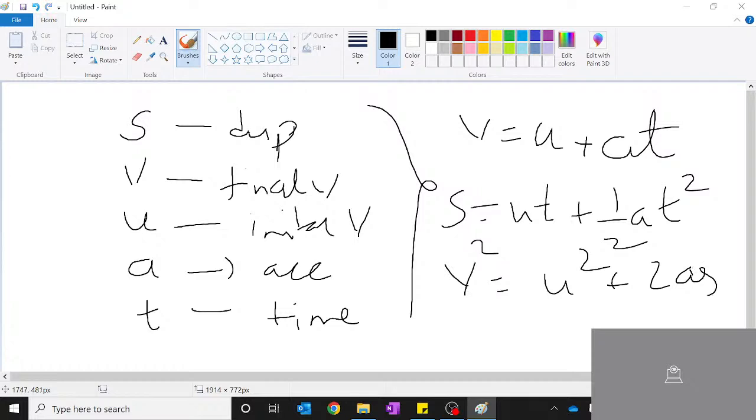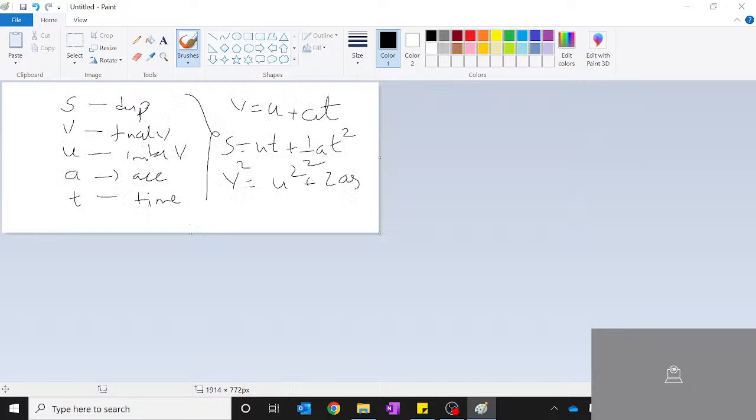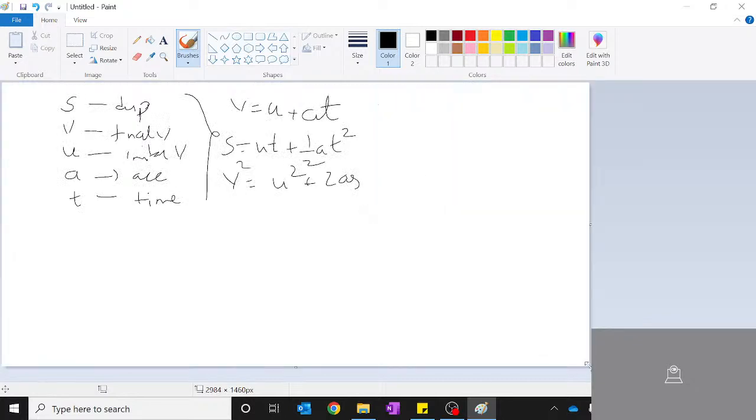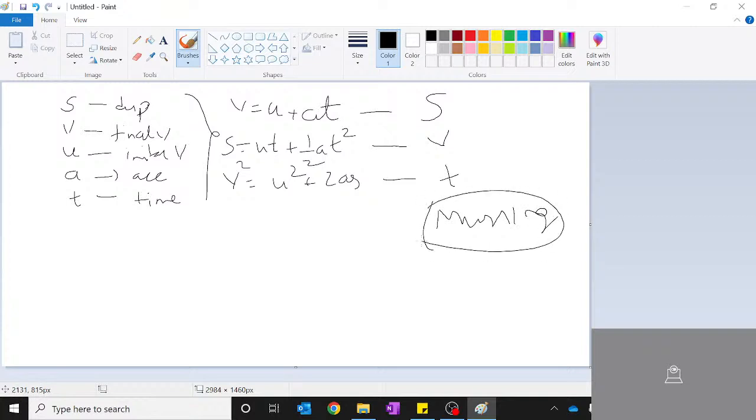Now if you observe clearly, the parameter missing in the first equation is S, what is missing in the second is V, and what is missing in the third is T. Missing parameter, all I am saying is missing parameter. Clear?